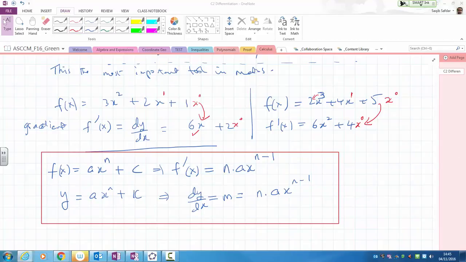So could you go through the second example again? f(x) equals 2x cubed? Yeah. Just give me a second.